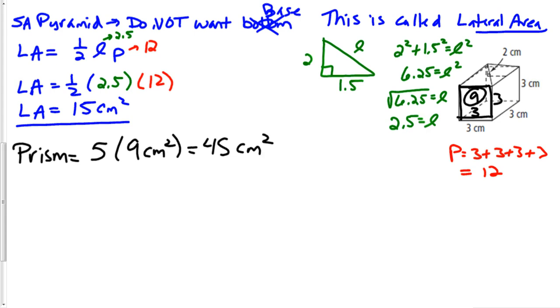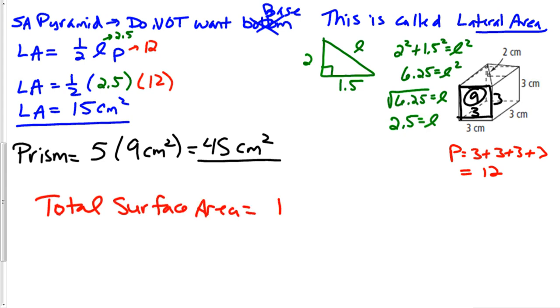If you want to work it out the way we worked out the other ones, you're absolutely welcome to do that. So now I should have my total surface area. My total surface area is going to be 15, my pyramid, plus 45. When I add that together, I get 60 centimeters squared.